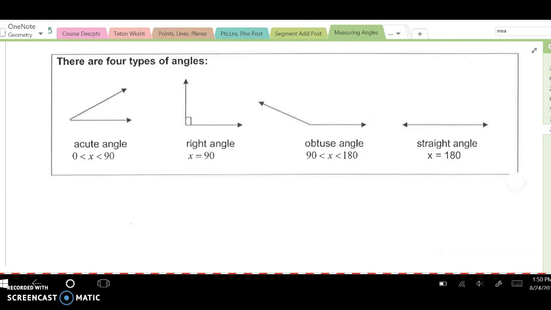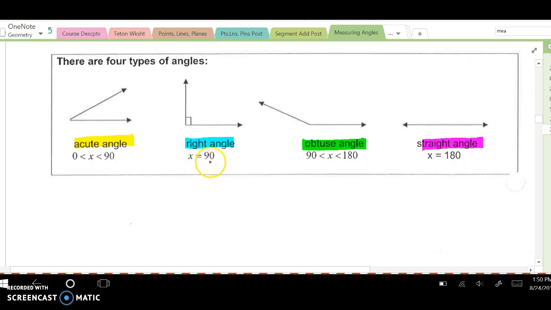Okay, guys, so this summer you did some summer work where you reviewed the four different kinds of angles: the acute angle, the right angle, the obtuse angle, and the straight angle. We're not going to practice any more problems classifying these four kinds of angles because I know you reviewed that this summer, but just a quick reminder that acute has to be between 0 and 90 degrees.